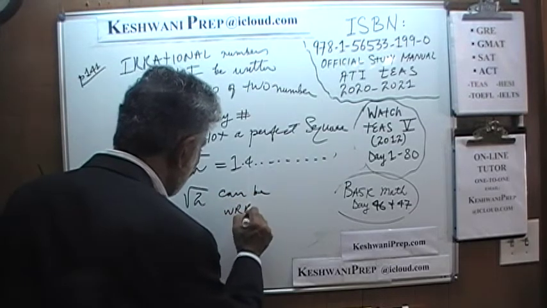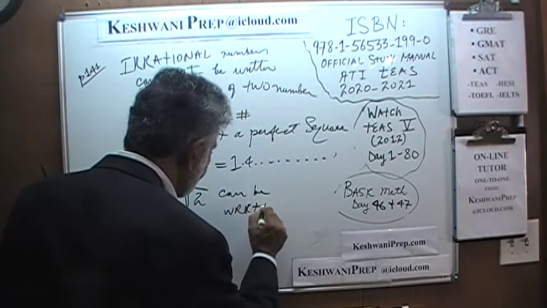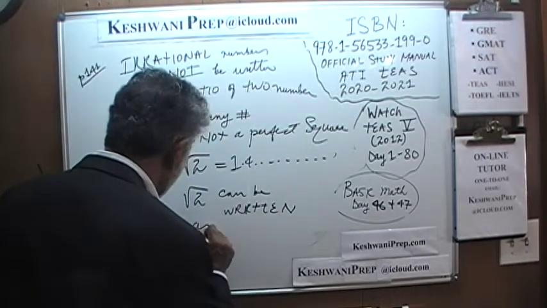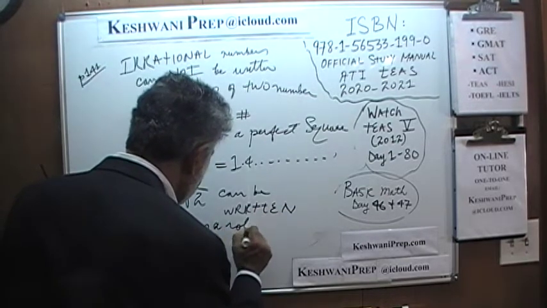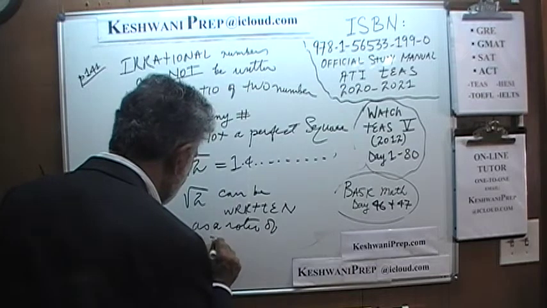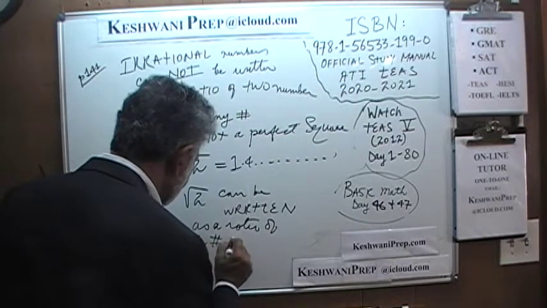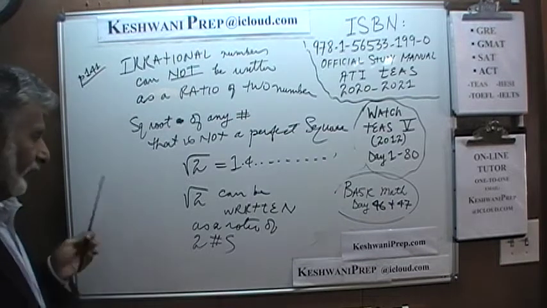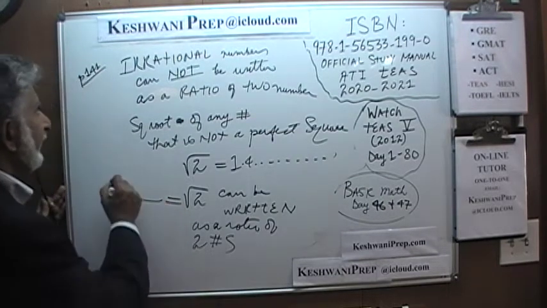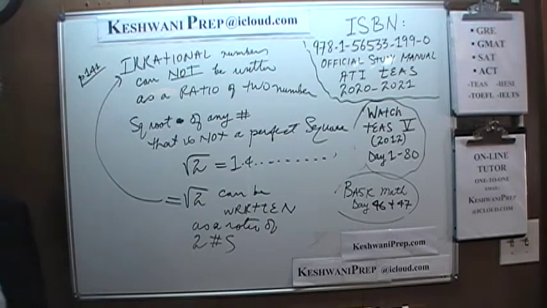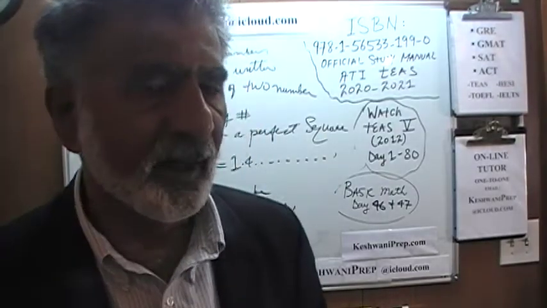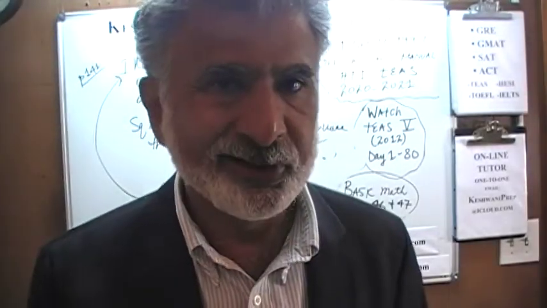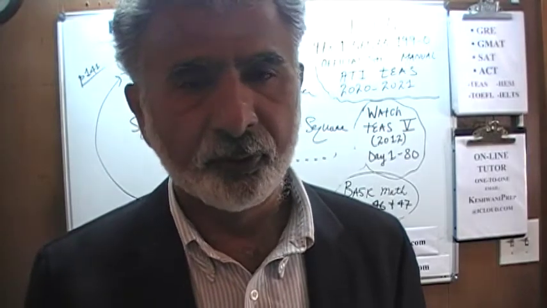cannot be written as a ratio of two numbers. And since it cannot be written as a ratio of two numbers, it's an irrational number. It cannot be written as a ratio. That's all it is. Here, irrational does not mean that it's not logical. It just means it cannot be written as a ratio of two numbers.